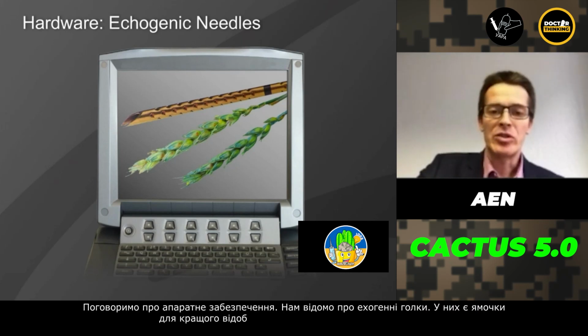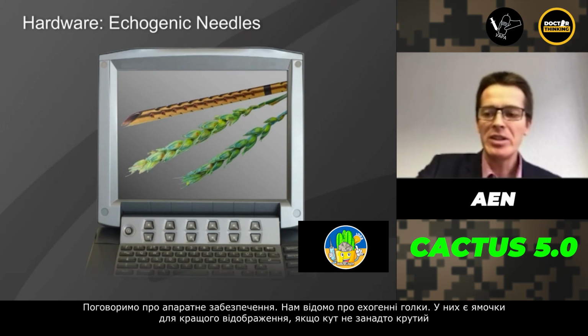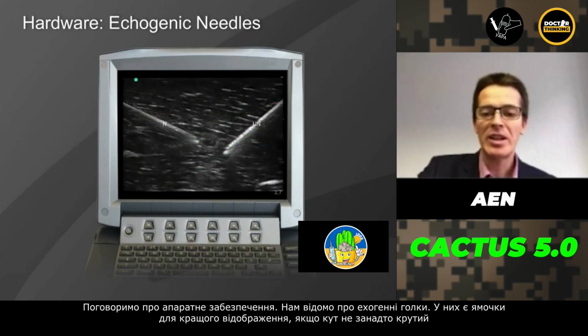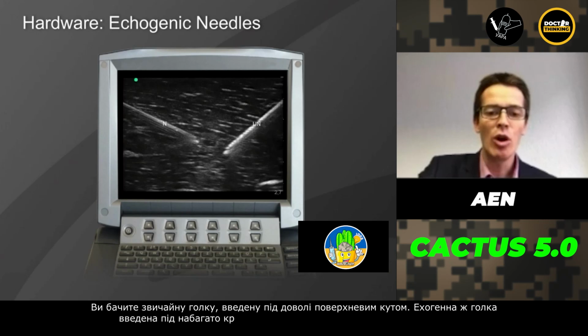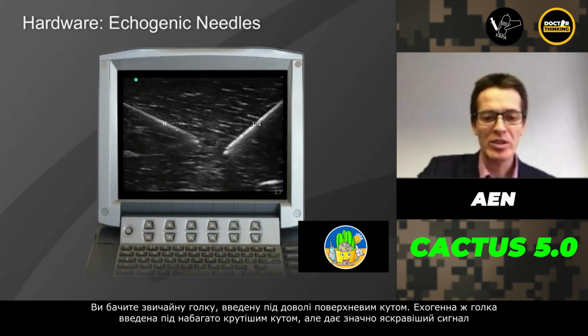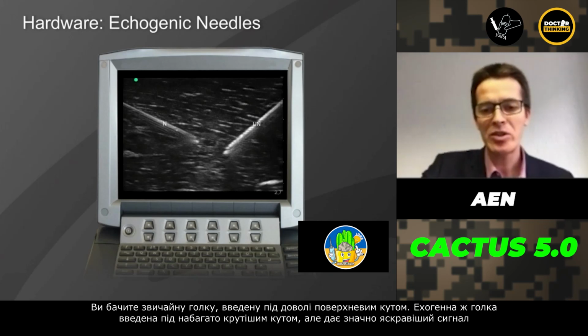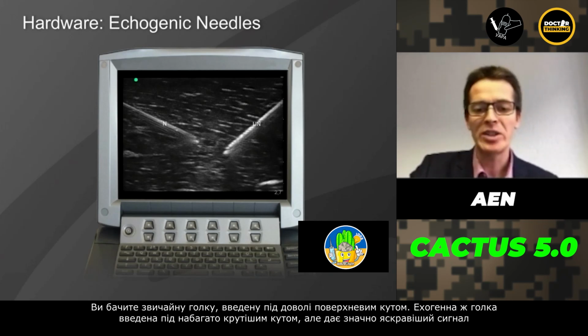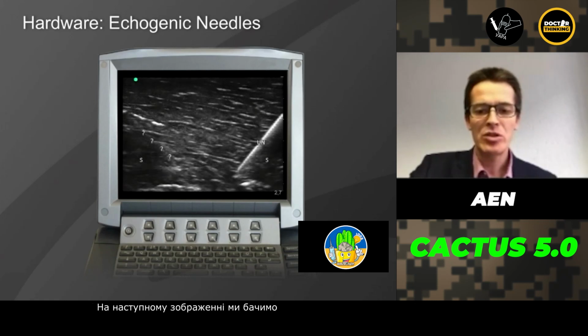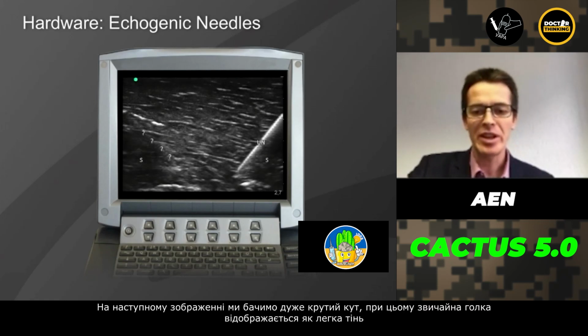Let's talk about hardware solutions. Of course, we all know echogenic needles, and they have these little corner stones inside that create a better reflection despite very steep angles. And this is what you can see here. You see a normal needle which goes in at quite a shallow angle, and the echogenic needle is inserted much steeper and creates a much brighter signal. And on the second image, you see a very steep angle on the echogenic needle side, and on the other side, you only see a slight shadow.